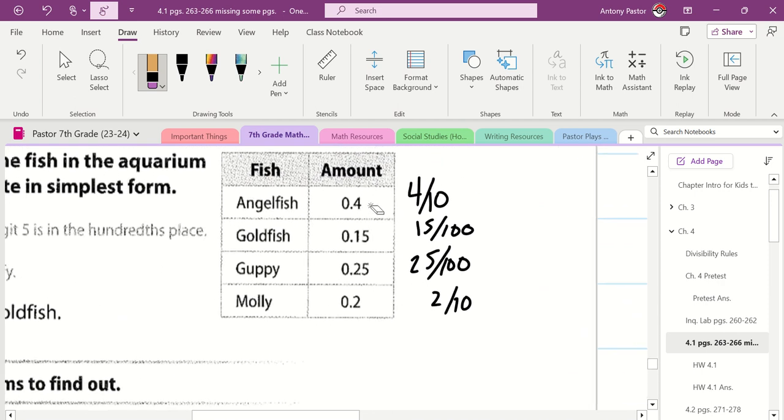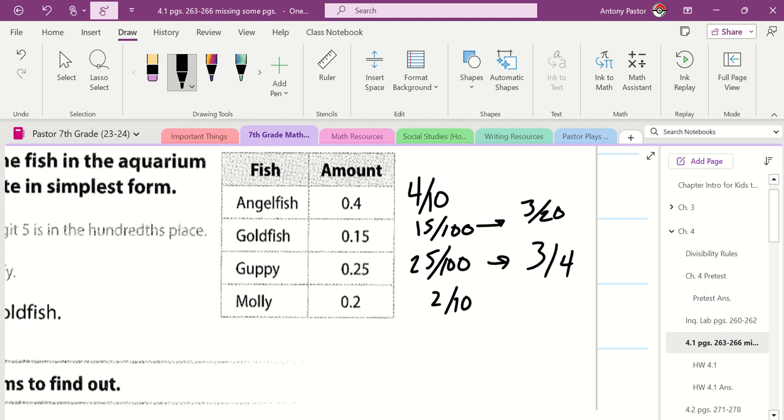We acknowledged that angelfish make up 4/10 of it, the goldfish make up 15/100ths of it, guppy makes 25/100ths, or if we make this smaller, it's 1/4. The 15/100ths, both can be divided by 5 on that one. So 100 divided by 5, that would be 3/20ths, if we were to divide both numbers by 5. And then the mollies make up 2/10, or if we divide both of them by 2, 1/5 of the tank. And then over here we could divide both of them by 2, and that would be 2/5 of the tank. Simplifying fractions.